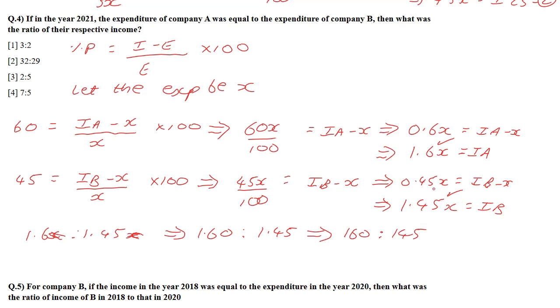And now we simply use tables to simplify it to the maximum extent possible. Okay, no problem. 5 is definitely doable. So 5 threes are 15, and 5 twos are 10, and 5 nines are 45. So we get 32 is to 29. 32 is divisible by 2 all the way, but 29 is a prime number. So this is our final answer, and therefore our answer is option 2. Any doubts? Feel free to mention. We now move on to the next question.